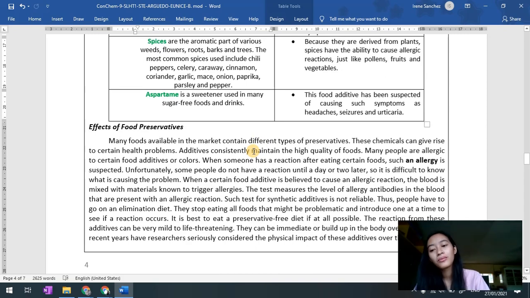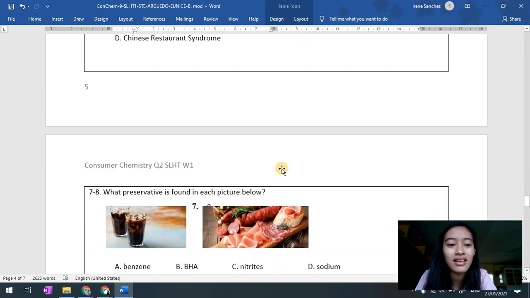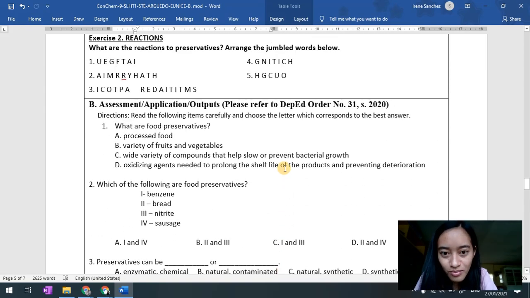Okay, so please continue to answer your exercise sheet followed here after the readings, and go back to the Google Classroom because we are going to check them right away.